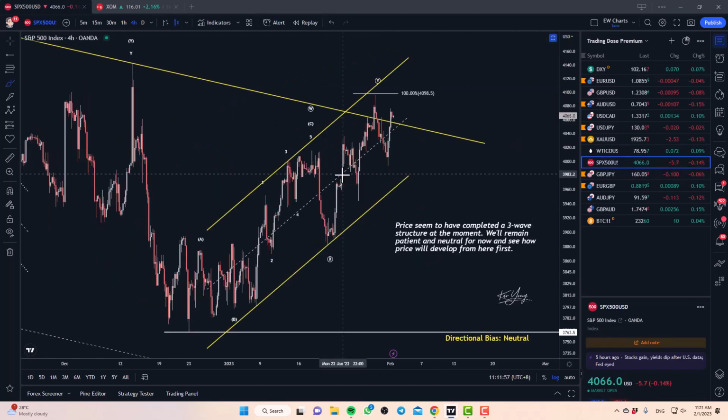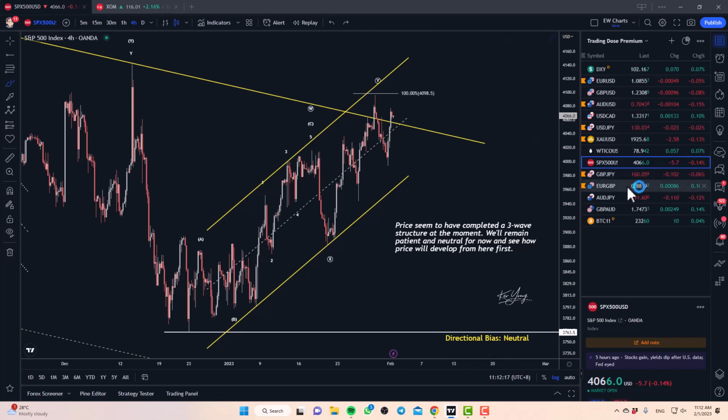S&P index, overall we're maintaining a neutral perspective. The market did a little reaction off that fib level, but yesterday's bounce was pretty sharp, kind of a V-shaped formation over here. So we'll give it again more time to see how it's going to develop before committing to any particular trade.